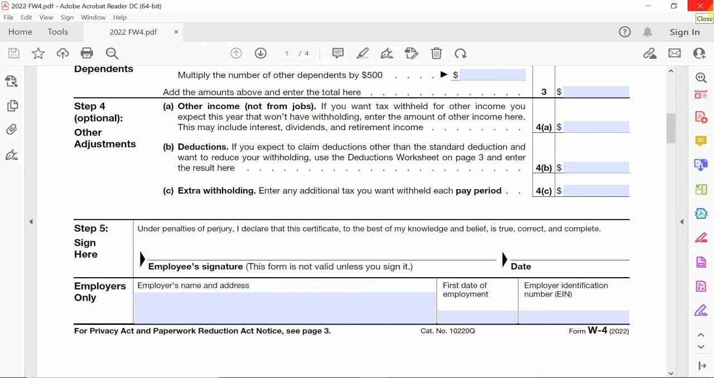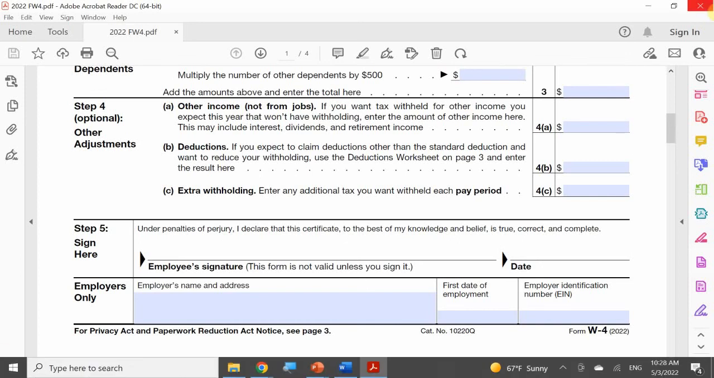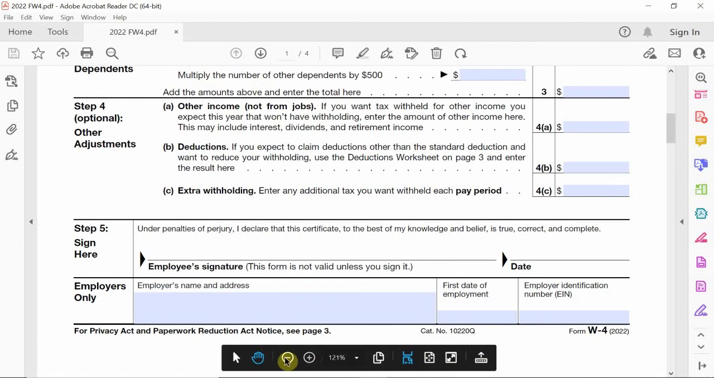Because again, taxes usually are determined by November of the previous year. So this was established by November 2019, before the pandemic happened, all right? So that's the W-4 form there.